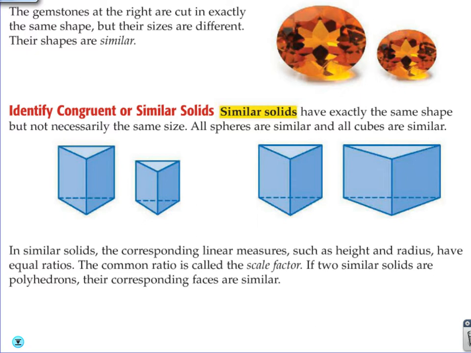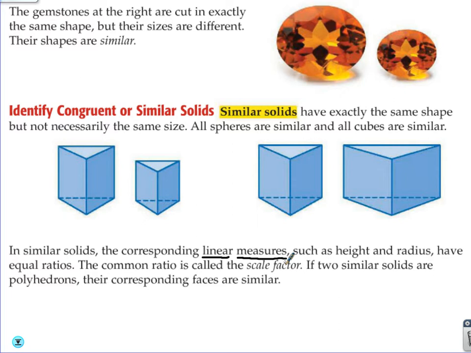Take any cube, whether it be the size of a house or the size of a dice, it's scaled down. All the different sides are proportional to all the different sides of the figure. In similar solids, the corresponding linear measures. Let's talk about linear measures. I hope I kind of have already, but just in case I haven't, let's talk linear measure.